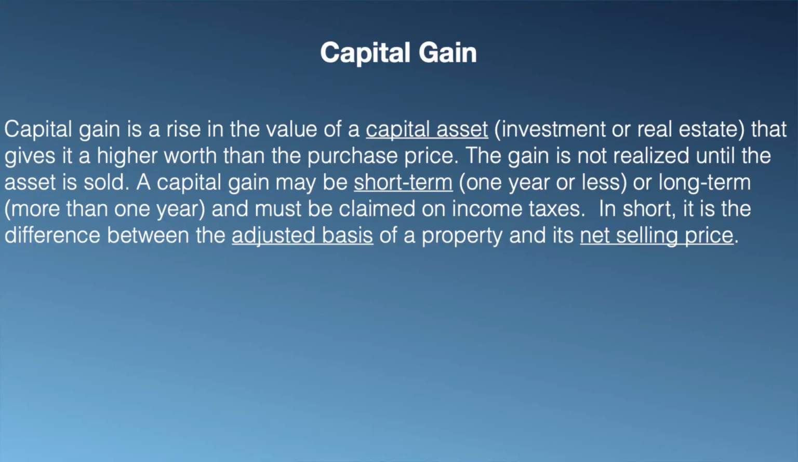By definition, capital gains is the difference between the net selling price of a property, net selling price, not gross, so your sales price minus expenses and things like that, I'll show you an example, and your adjusted basis. I'll go over how to come up with your adjusted basis. It sounds more complicated than what it is, okay?